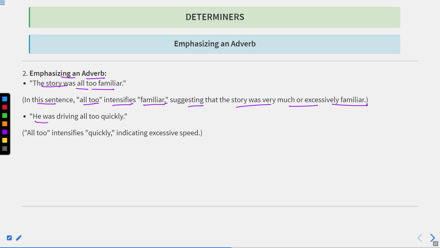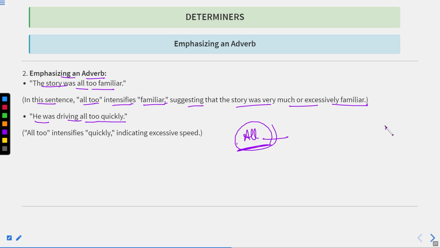And he was driving all too quickly. It means extremely, very quickly. "All too" intensifies "quickly," indicating excessive speed. So when we use "all" with any such part of speech, it means entirely, or absolutely. It means it is up to the topmost point of the limit.